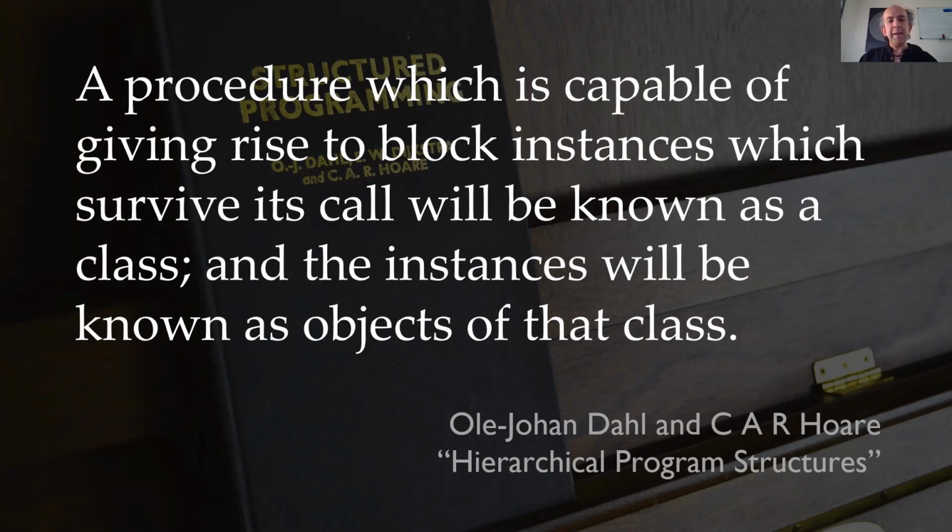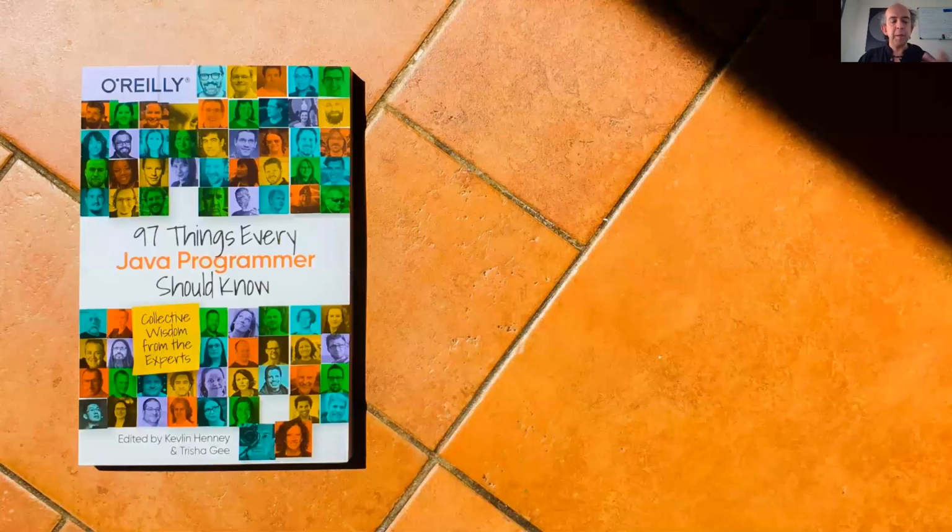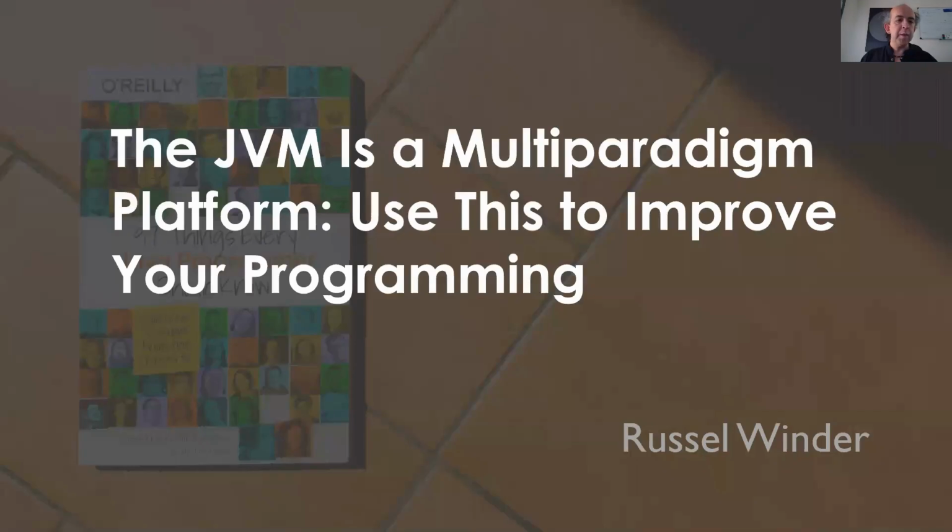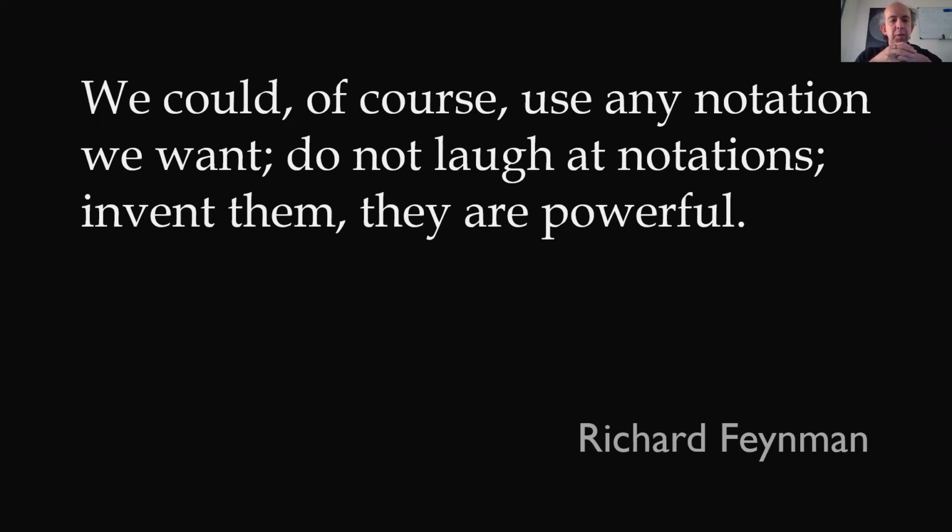Now, what we see here is a broad multi-paradigm nature. And in the book I edited with Trisha Gee last year, 97 Things Every Java Programmer Should Know, the late Russel Winder made this observation in one piece: the JVM is a multi-paradigm platform. Use this to improve your programming. Now, there's an observation here that's quite important. Although originally introduced as an object-oriented platform for the language Java, Russel says the JVM is a multi-paradigm platform. He's not making claims about any of the individual languages. So he's not saying Java is a multi-paradigm language. He's saying the platform is, and we can actually see this in many of the languages that are supported on the JVM.